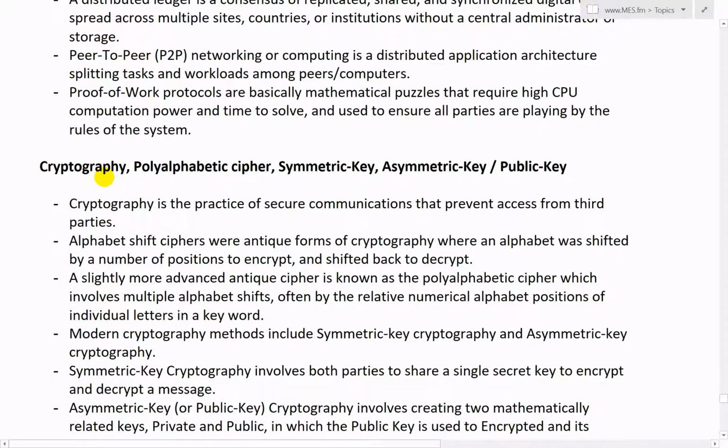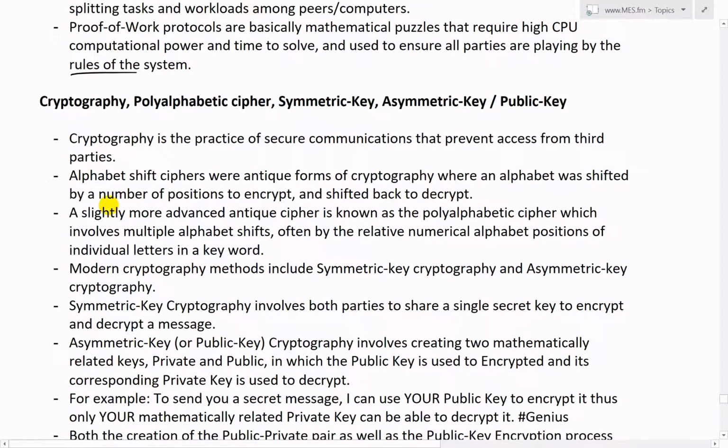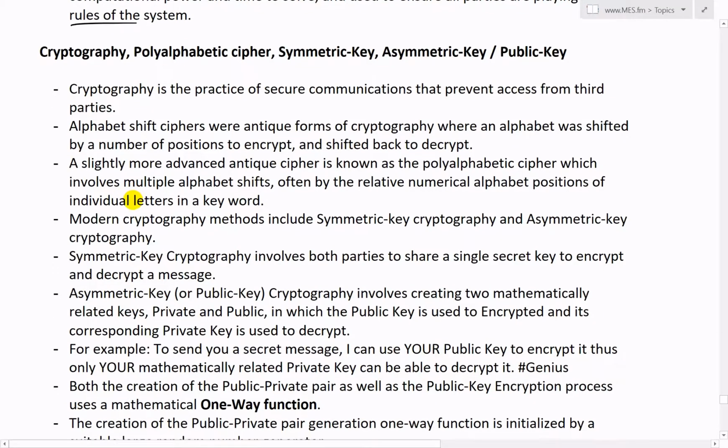Proof of work protocols are basically mathematical puzzles that require high computational power and time to solve, and are used to ensure all parties are playing by the rules of the system. So there is a proof of work you need to go through. So cryptography: polyalphabetic cipher, symmetric key, asymmetric key or public key. Let's go over those kinds of cryptography.